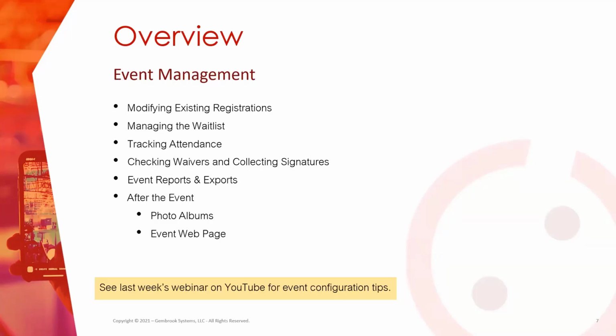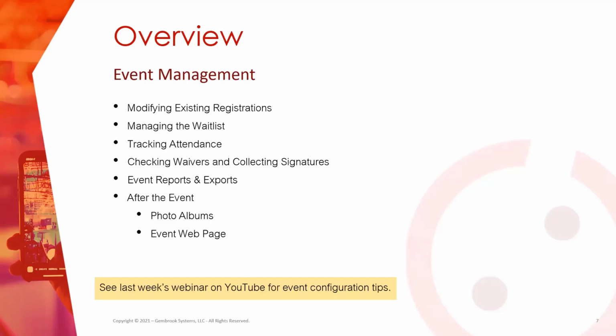So we're going to be talking about things like modifying registrations for people that have already signed up. We'll be talking about how to manage a wait list if you have an event with a capacity. We'll be talking about how to view your attendance tracking and how to track attendance when people show up in person or show up virtually to your events.